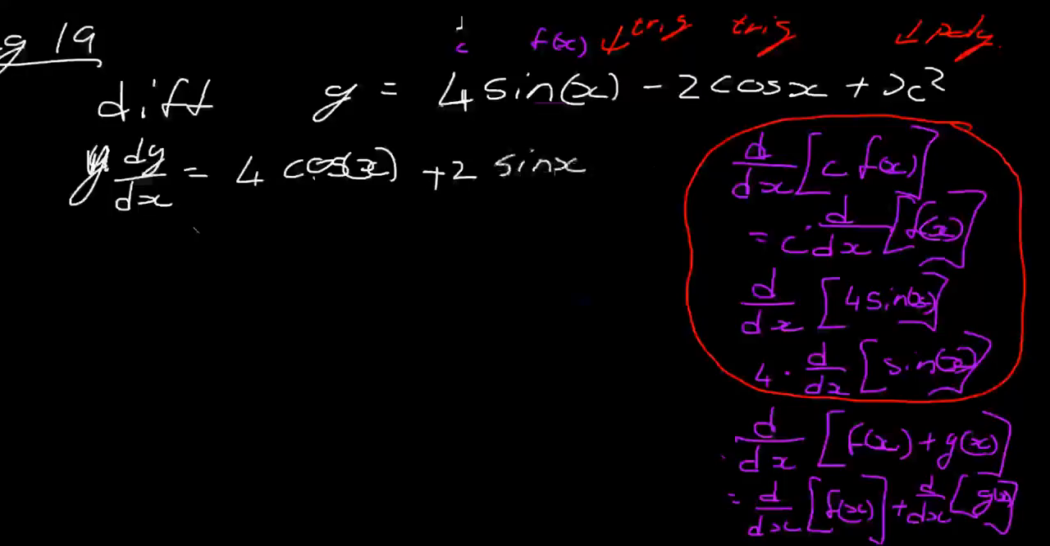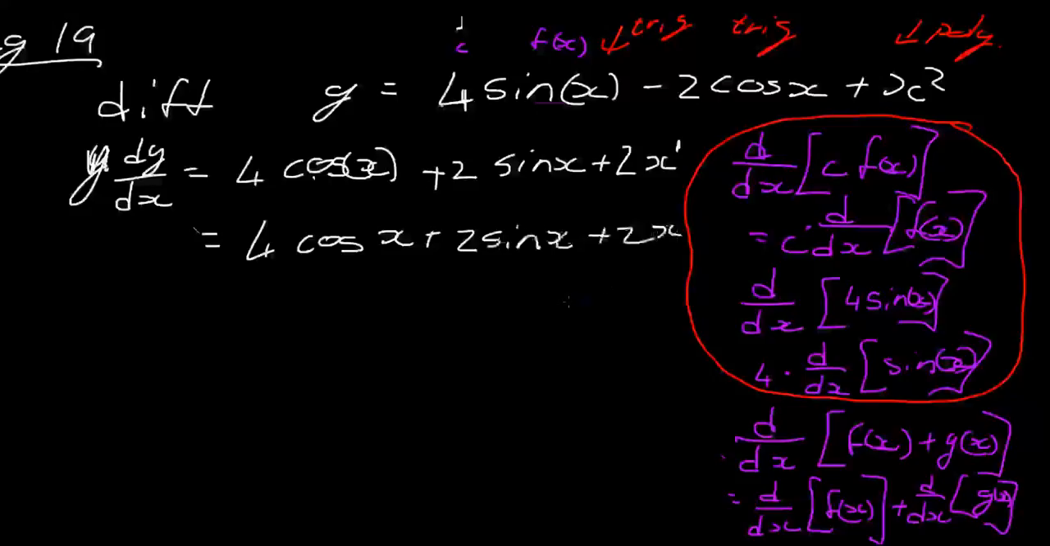And then we've got our polynomial. How do we differentiate that? We take the power down to the front, so it gives 2. Then we write down our x. Then we reduce our power by 1, so 2x to the 1. And there you go. So our derivative is 4 cos x plus 2 sine x plus 2x. You've done your derivative. So, yeah, that was quite a nice little example.